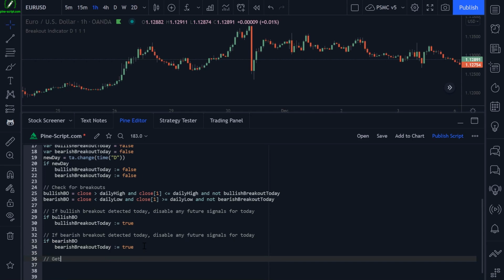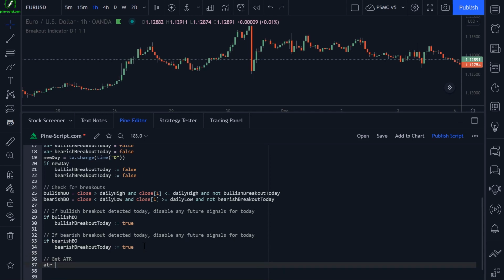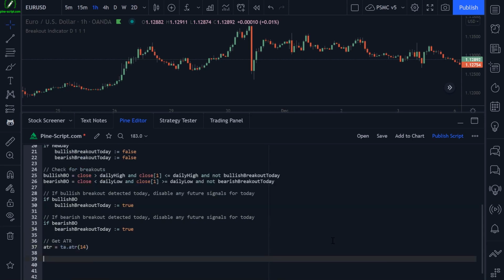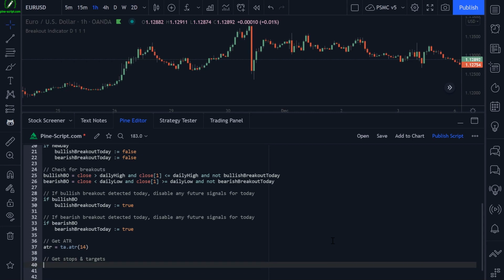The final thing to do is calculate our stops and targets. To do that, we need to get the ATR value. So again, we use the ta.atr function for that. I'll just use a default 14 period ATR here. You could add a user input for this if you want to. And then the next thing we do is get stops and targets. So the first thing we need to do is get our long stop price and our short stop price.